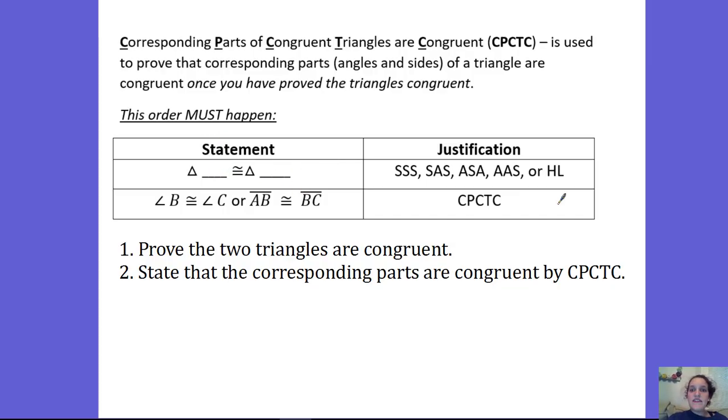So you would never use CPCTC before you'd use side, side, side, side, angle, side, angle, side, angle, angle, side, or hypotenuse leg. You would only use CPCTC after you've proven the triangles are congruent. So first you've got to prove the triangles are congruent, and then you can say a pair of corresponding angles or a pair of corresponding sides are going to be congruent by CPCTC. You would never, ever, ever see CPCTC before you saw one of our 5 shortcuts in your proof.